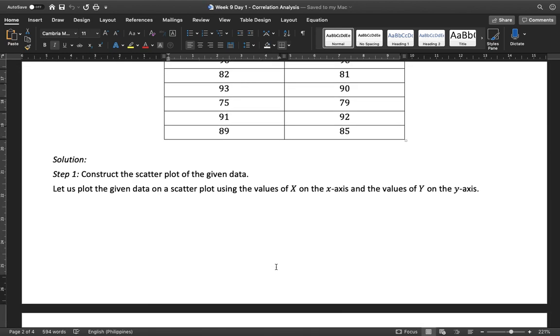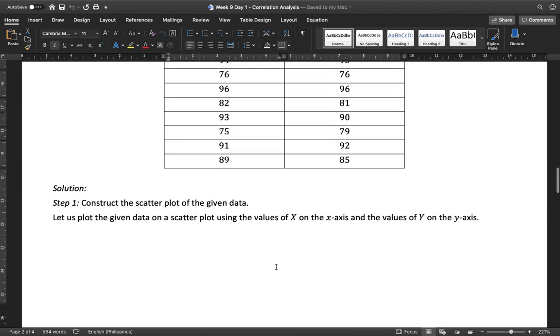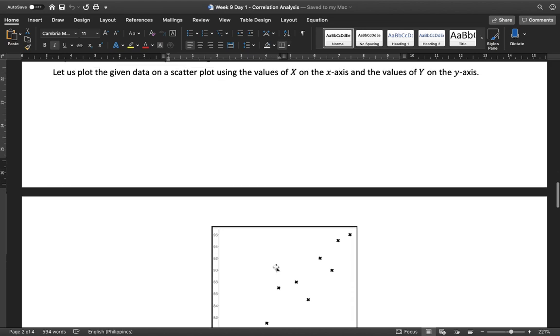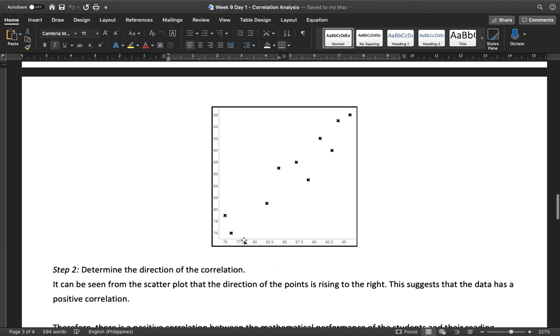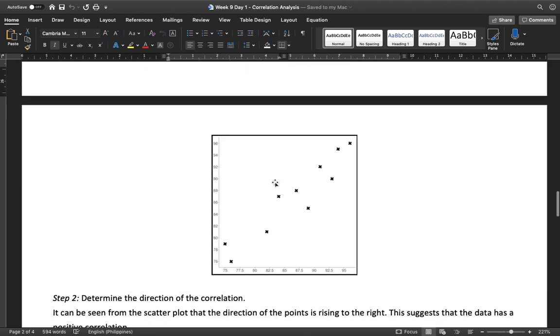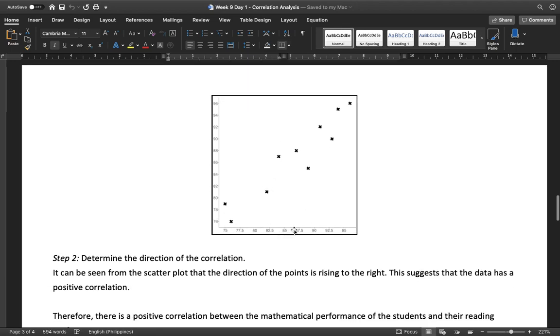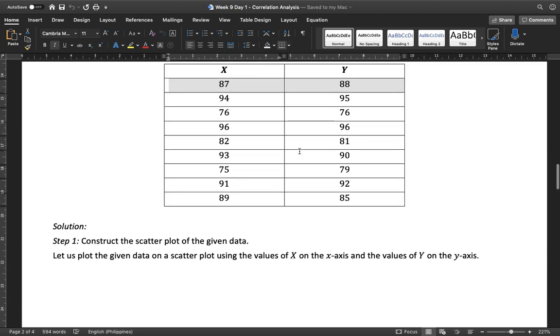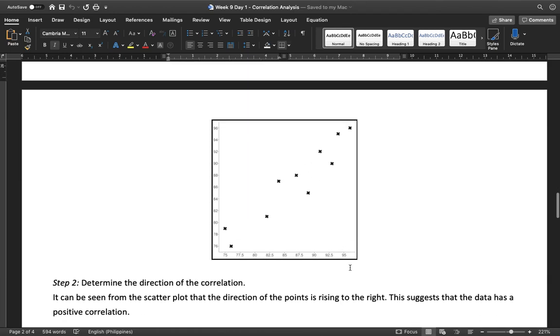If you wish, you can use naman the Desmos app to plot the points. Just like this one. Yan. So, na-plot natin yung points. Nasaan yung 87, 88? 87, 88 is right here. This one. 94, 95: 94 is right here, 95 is right here. Hanggang sa ma-plot nyo lahat.